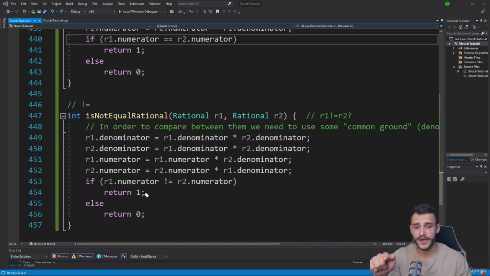Write down the main function, make some plays with various rational numbers, make sure that you can call these functions, that they work appropriately, and let me know if you have any questions.